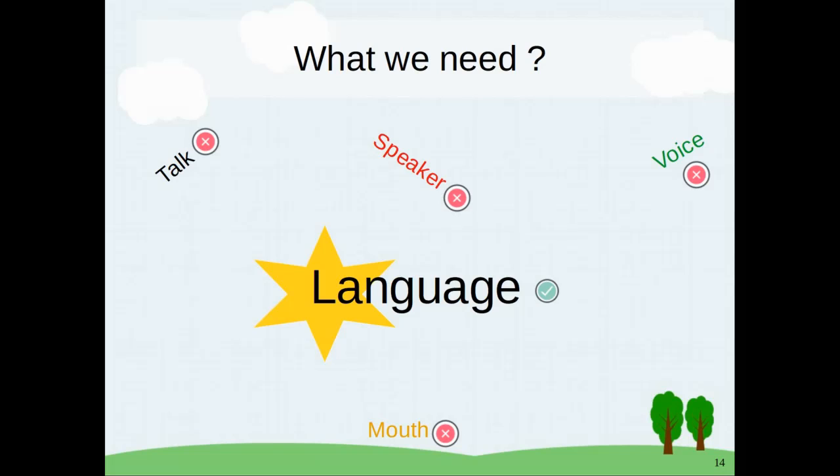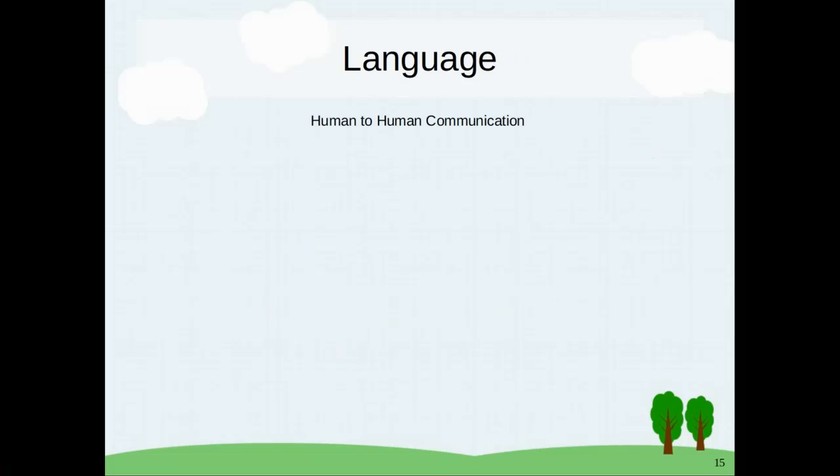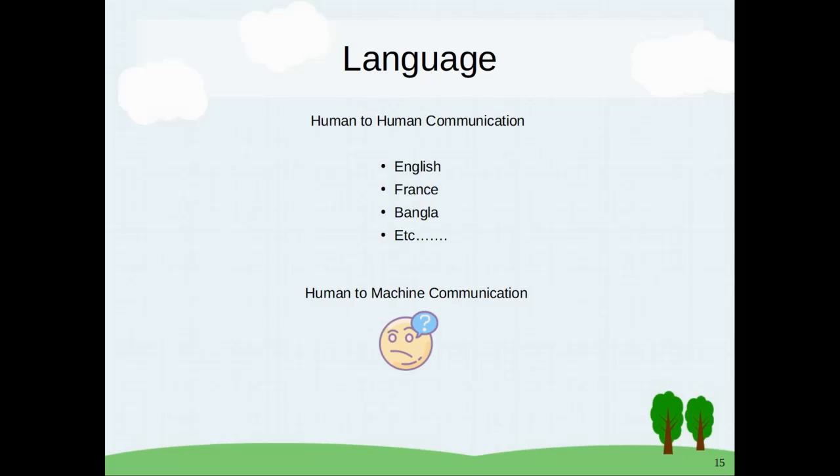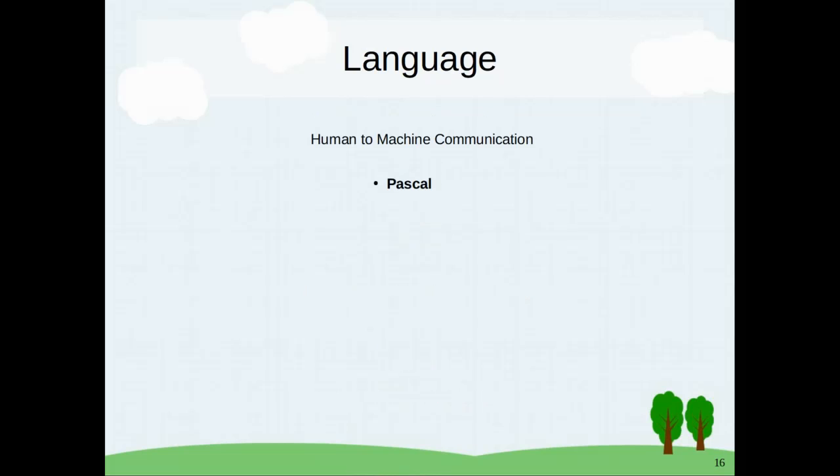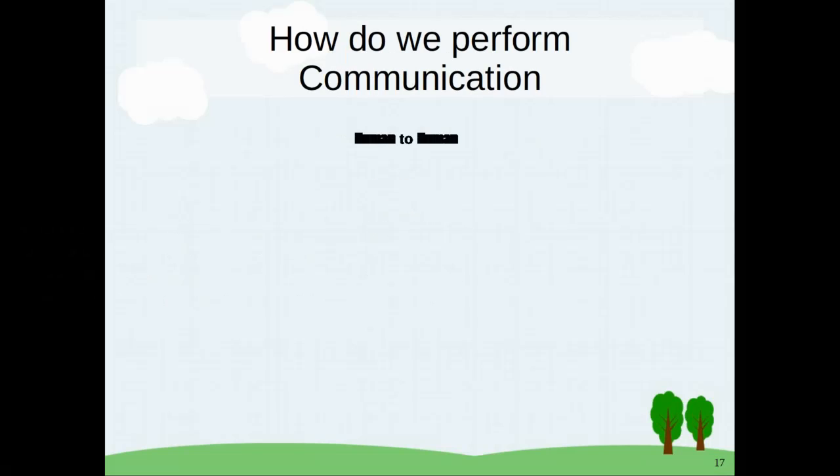So let's see what languages are available for our communication. If you want to communicate between human and human, what languages do we have? We have English, French, Bangla, and many other languages in the world. If you want to communicate with a machine, sure, we need a language, right? So let's see what languages are available for communication between human and machine: Pascal, C++, Visual Basic, C#, JavaScript, and many more. You can see many other languages around the world.